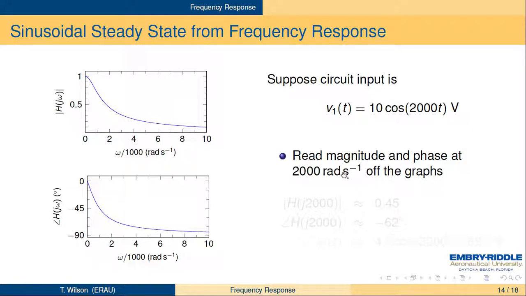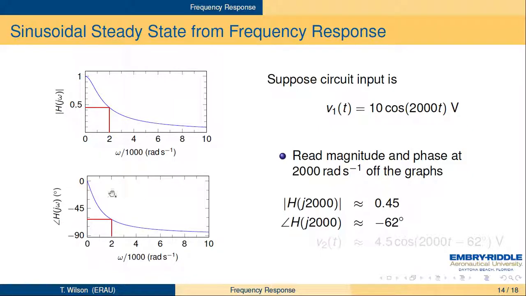So we can read the 2,000 radian per second point. We go on the horizontal axis and find 2,000 radians per second on both the magnitude and angle, and we look at those and we say, oh, look, in the magnitude, it's somewhere between 0.4 and 0.5. Let's call it 0.45. In the angle curve, these are in 15 degree increments here, so it's a little bit more negative than 60 degrees. Let's say minus 62, that tick, so that's probably going to be pretty close. So 0.45 times 10 is 4.5. So the output would be 4.5 cos(2000t minus 62 degrees) volts.